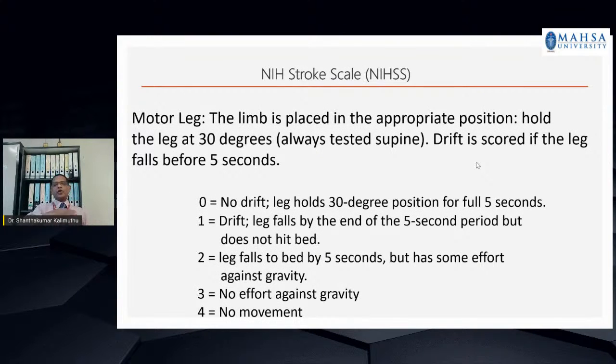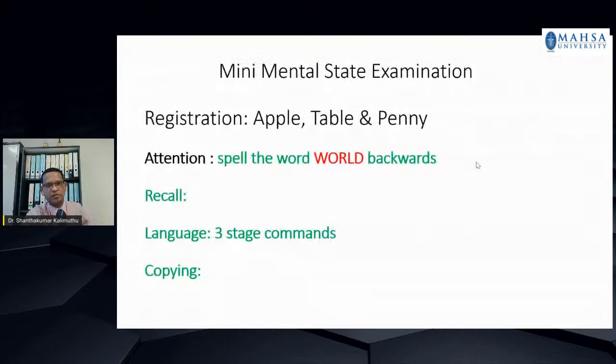The same way, instruct the patient to flex the hip to 30 degrees and ask the patient to hold in that position for 5 seconds. You can also ask the patient to close the eyes. Okay. So a drift, leg falls by the end of the 5-second period, you can give a score of 1, or if the patient can hold for all 5 seconds, then the score will be 0. 2, leg falls to bed by 5 seconds, but has some effort against gravity, value of 2. 3, no effort against gravity. And 4, no movement. So you'll understand how severe the involvement is by doing this test.